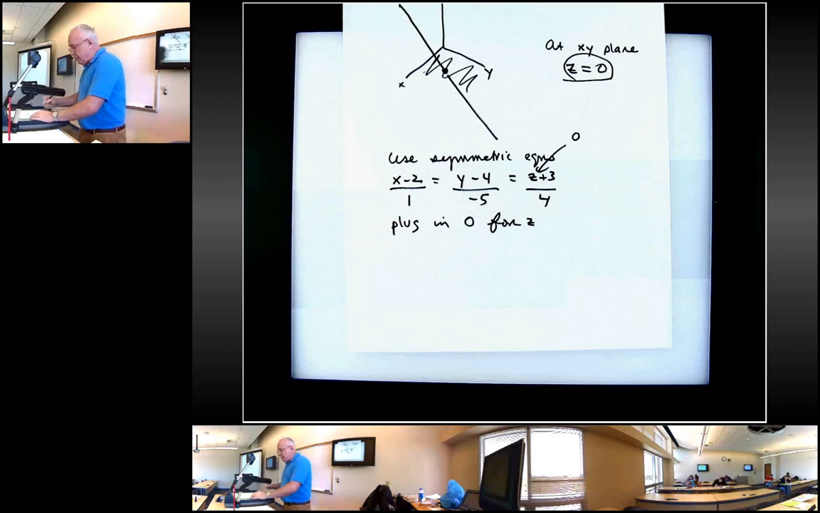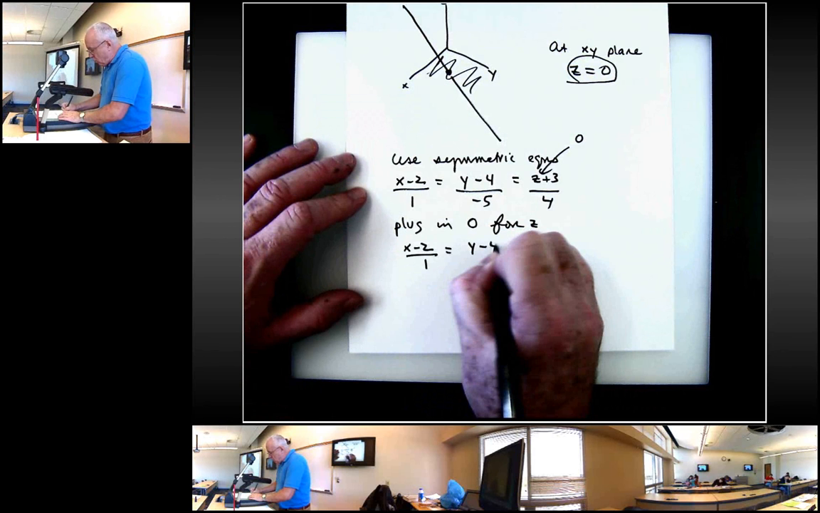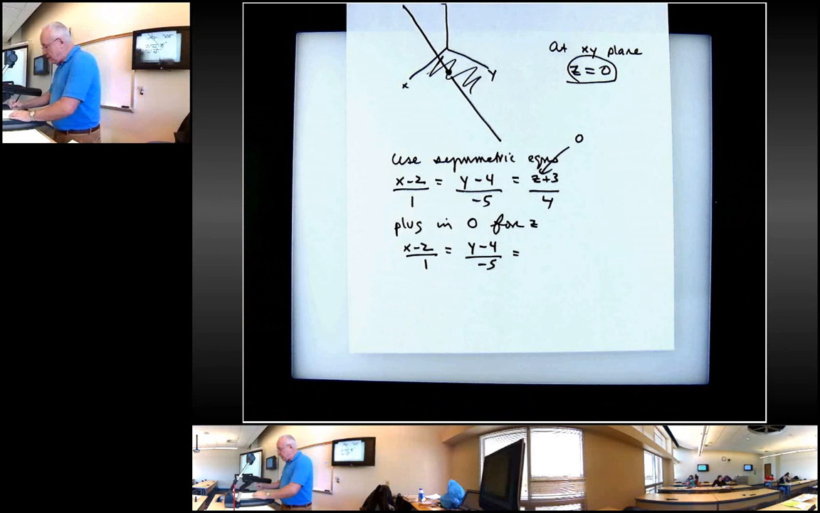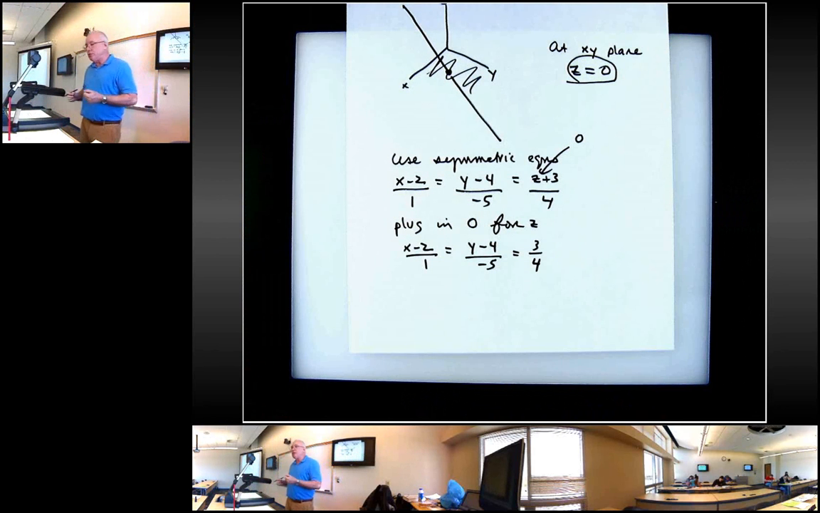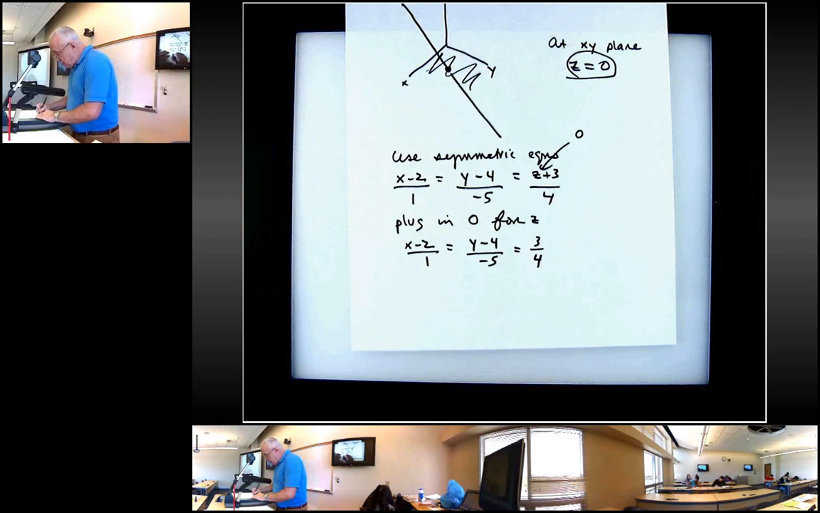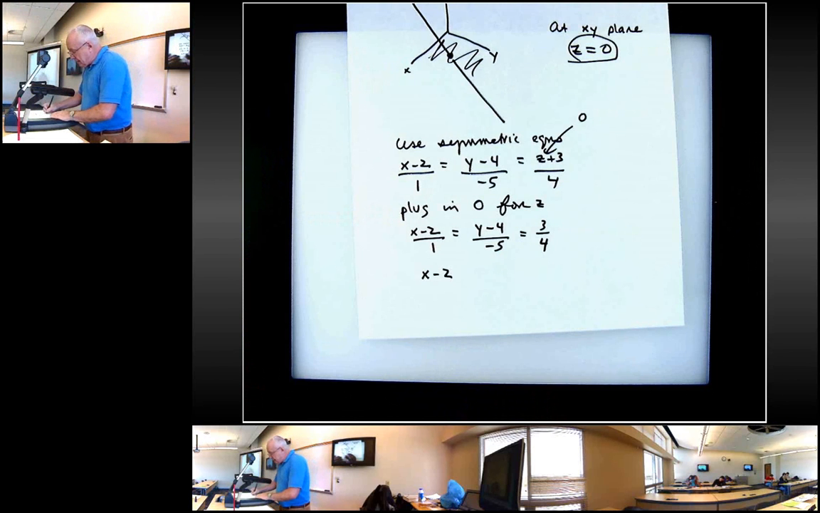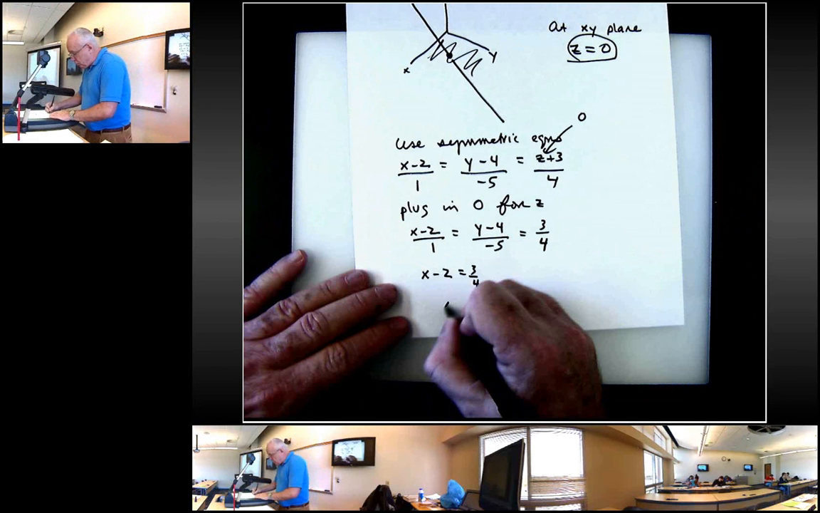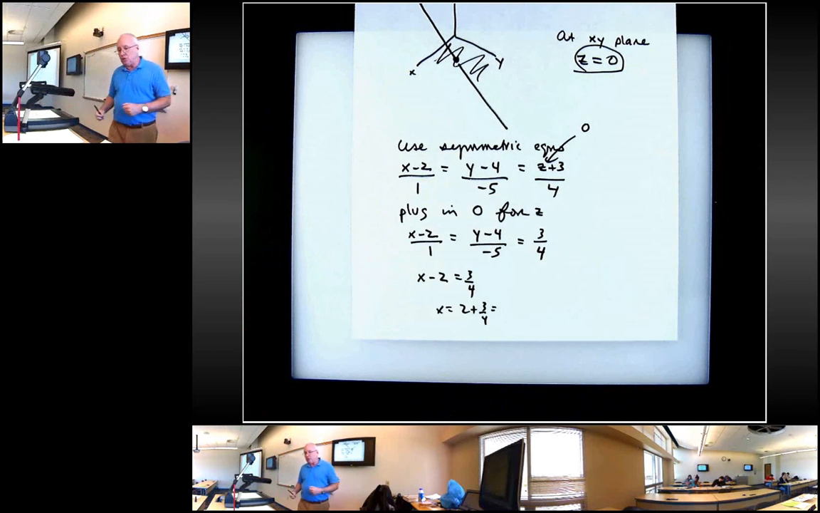So let's see what we get here. X minus 2 over 1 equals y minus 4 over negative 5 equals what? Well, that's going to be 0 plus 3, or 3 over 4. Okay. So I have two equations here. I can solve for x and I can solve for y. So we can take x minus 2, well, let's just divide it by 1, and set that equal to 3/4. And so x is equal to 2 plus 3/4, which when you combine that into a fraction gives you 11/4.